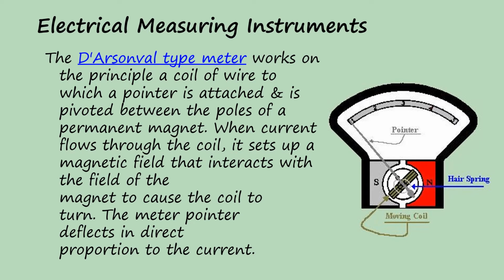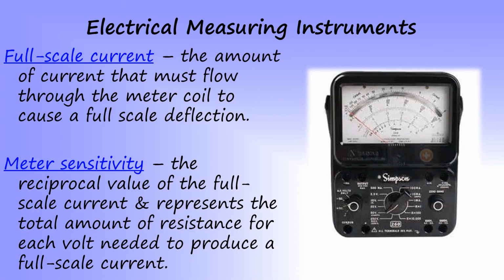The interaction of the magnetic fields of a permanent magnet and an electromagnet, whose field varies with the current flowing through it, is the basis of operation of the D'Arsonval meter. Meter sensitivity is the reciprocal value of the current needed to cause a full-scale meter deflection.